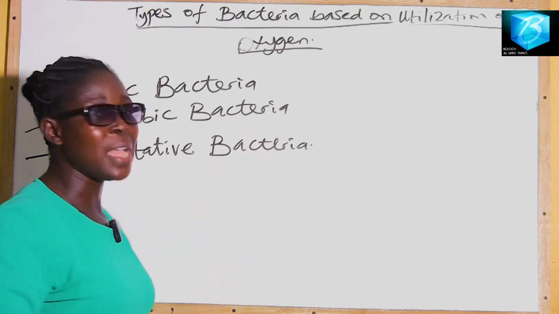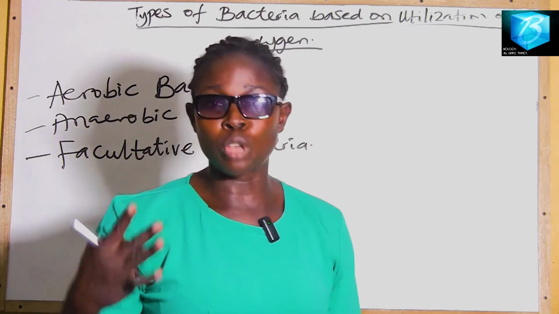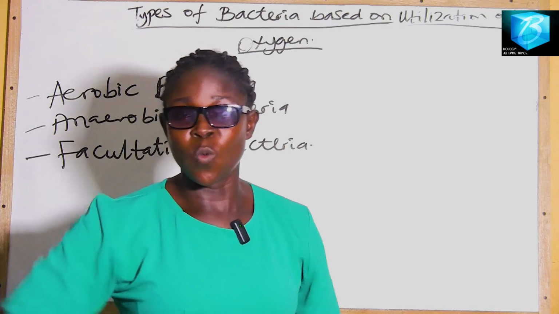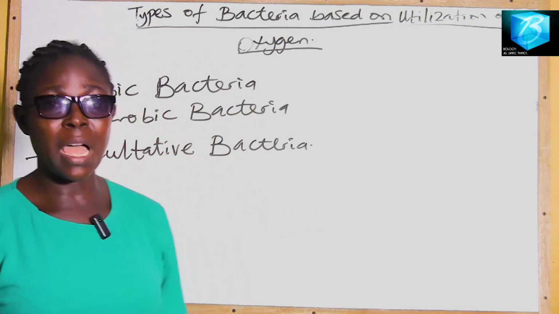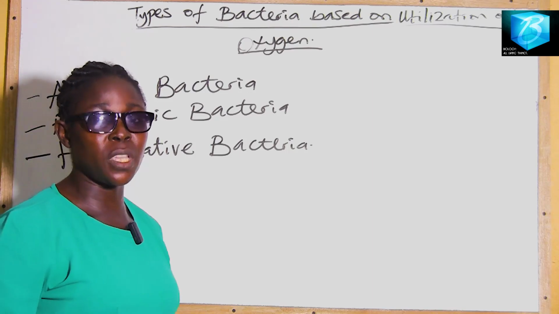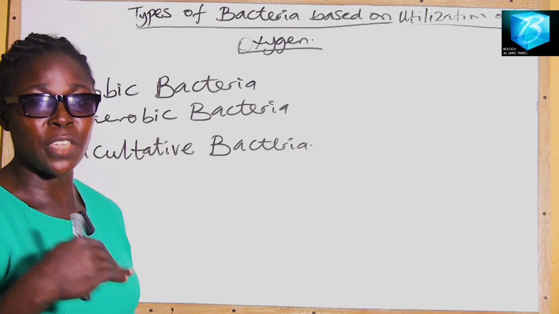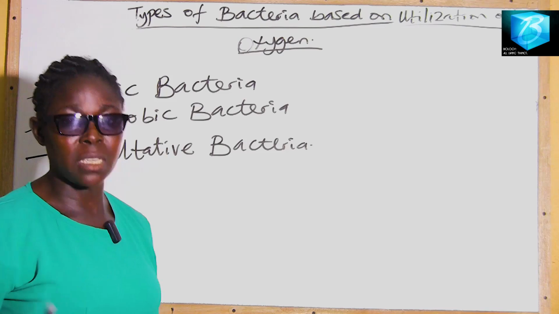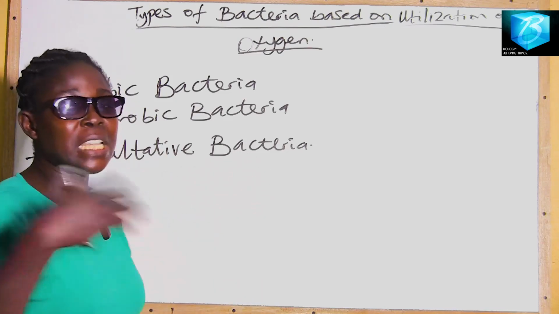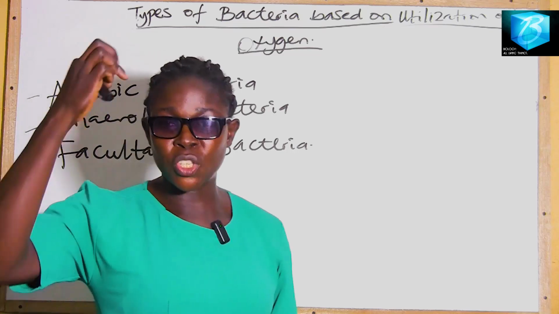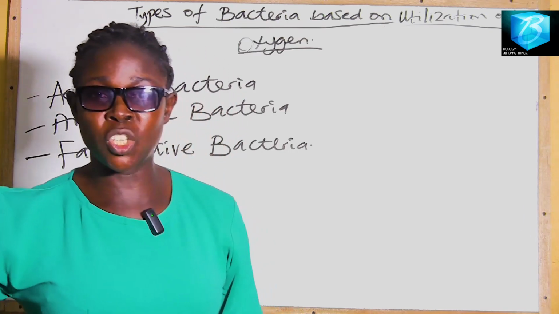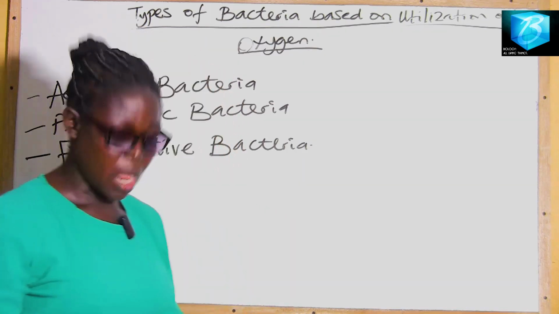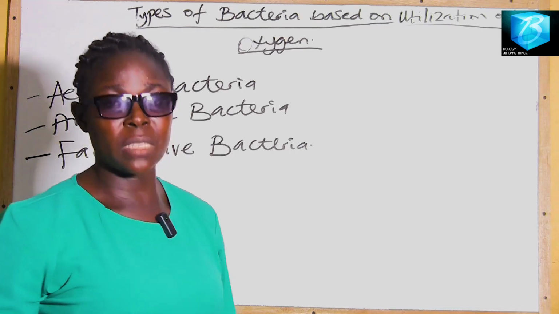Now, for anaerobic bacteria, they are the bacteria that do not require oxygen for their survival, meaning that they survive where there is no oxygen. That is anaerobic bacteria. An example of this is Clostridium. Clostridium is involved in fixing atmospheric nitrogen non-symbiotically. And lastly, we have facultative bacteria. These are the bacteria that when oxygen is available, they make use of it. And if oxygen is not available, they respire anaerobically. An example of this is E. coli.